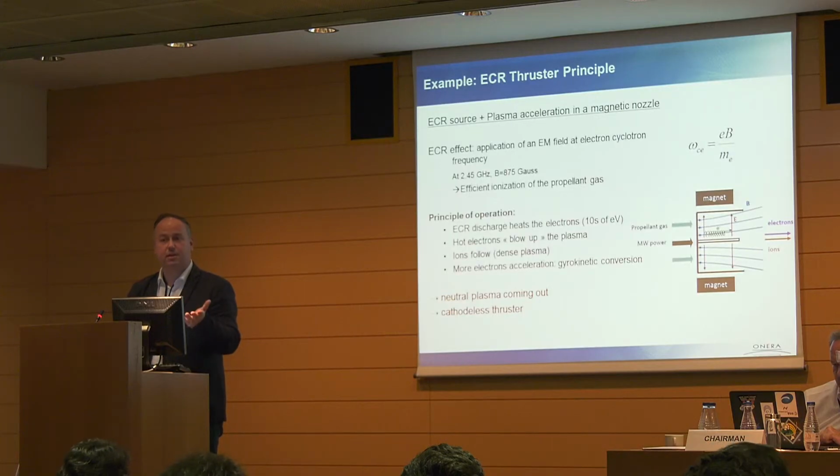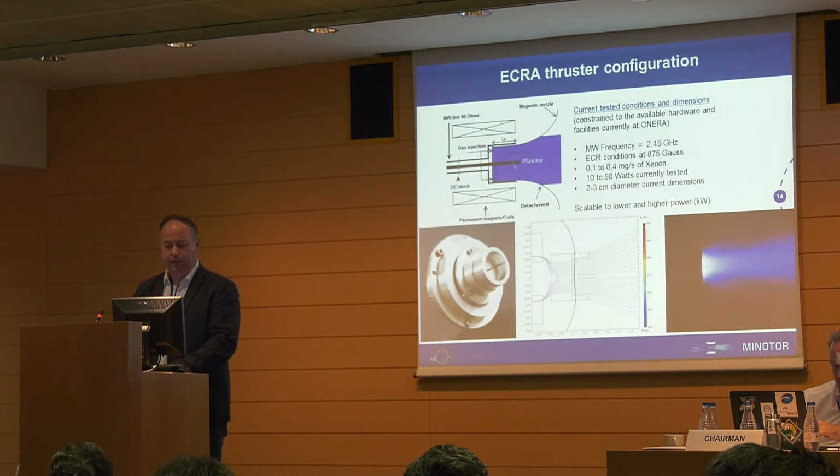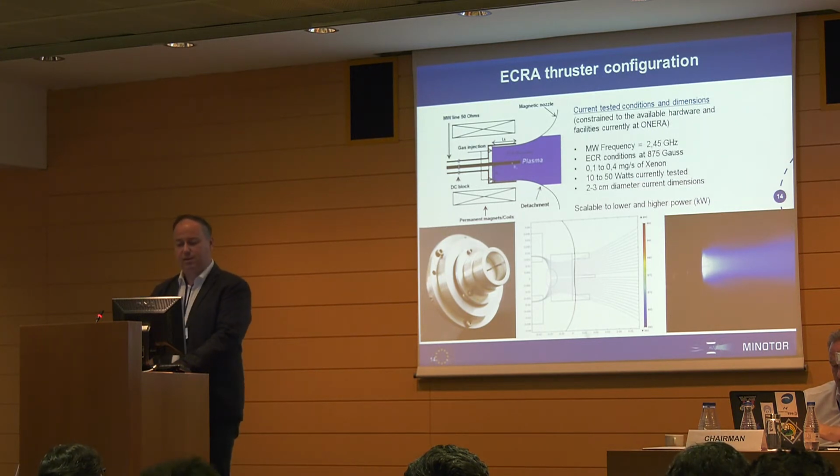And that principle happens by itself. We don't have to do anything. It happens that we get ion energy of the order of a few hundred eV, which is relevant for electric propulsion. So in the realization that we're working on, this is the thruster. You see here you have a big magnet on the back of the thruster, and you have magnetic field lines, and you have the ECR region, and this is the plume.